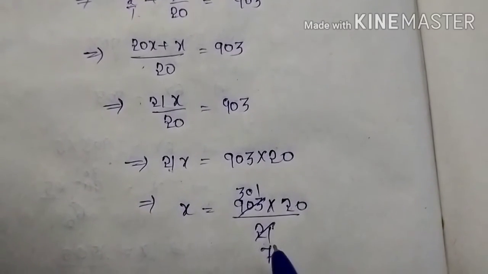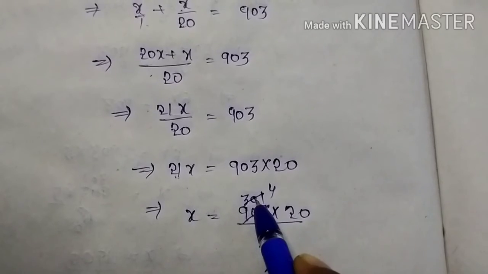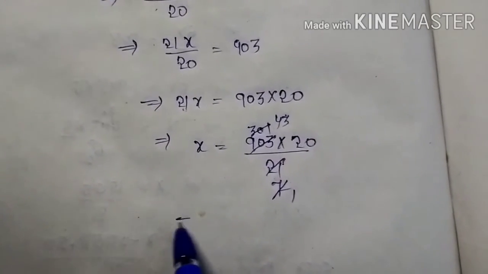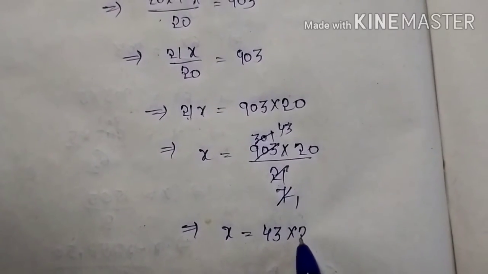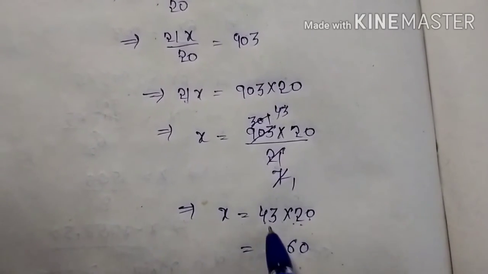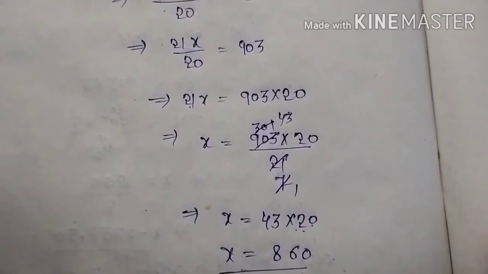You can simplify here. See, 7 1s are 7. 7 4s are how much? 28. Remainder is 21. That means 7 3s are how much? 21. That means 43. That means you can write here x is equal to 43 into 20. That means you can write 0 directly. 2 3s are 6 only. 2 4s are how much? 8 only. That means x is equal to 860.